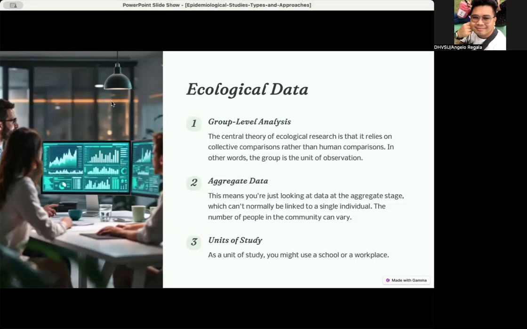So the central theory of an ecological research is that it relies on the collective comparison rather than individual comparison. So unlike in case study or case series or case report, where we compare one case from the other, in an ecological study, we study the group as a whole. Okay, so instead of studying individual persons or individual patients, we were studying it collectively. So that's why we call it a group level analysis.